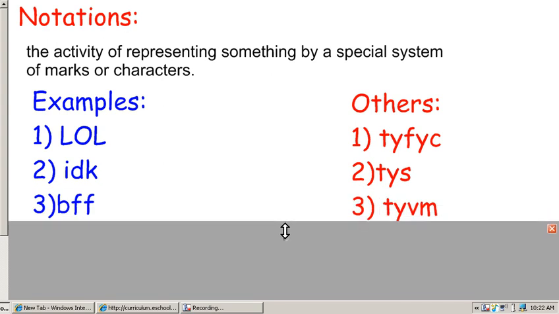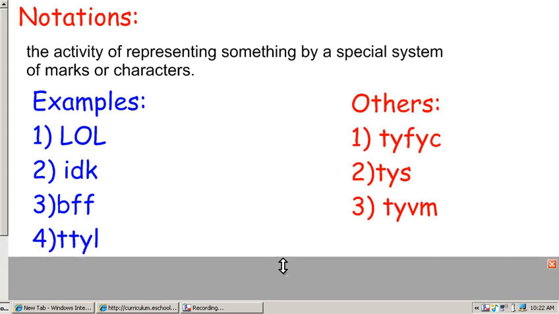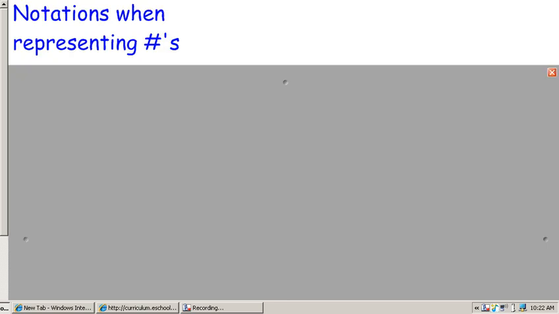Continue down here, we have BFF, you probably know what that means, best friends forever. TYVM, thank you very much. And then TTYL, so talk to you later. So some of these on the left you're probably more familiar with. Now the ones on the right, not so familiar with. But they all are meant to make our lives easier when texting. It's a lot easier to type LOL than it is lots of laughs, and so on and so forth with the rest of those.